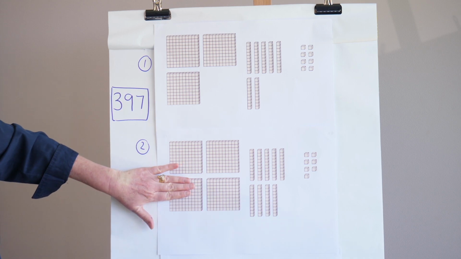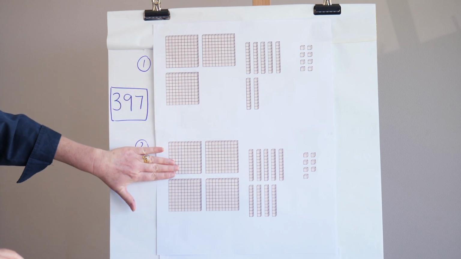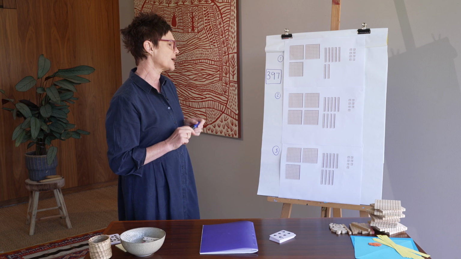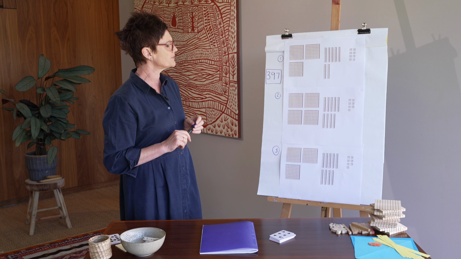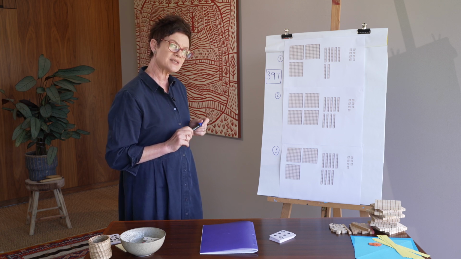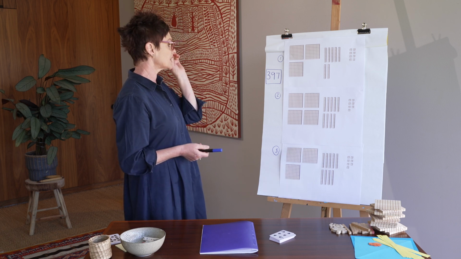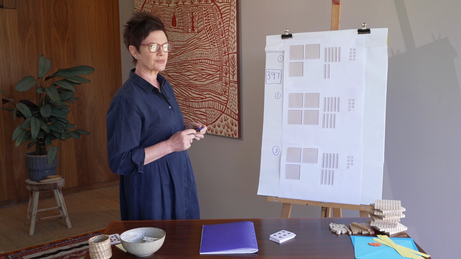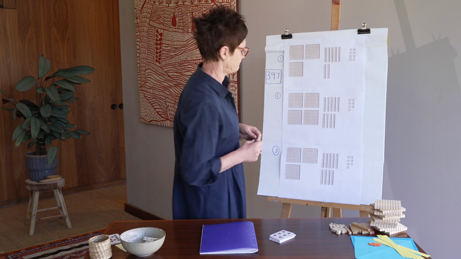This one does look different, doesn't it? When I looked at my hundreds first, I noticed that this one is different to the other two. That might give you a hint. Which number is 397? Have you made your choice? Which number is Nada's number? 397. Okay, I've made my choice.